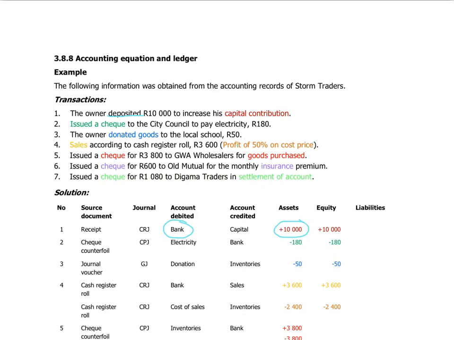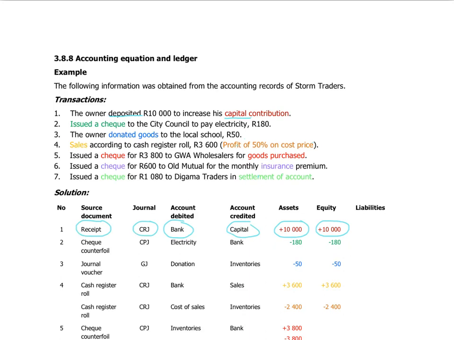If the owner contributes capital, the double entry will be recorded in the capital account. Capital increases equity, so the amount of money that the business owes the owner will increase with 10,000. When we receive money, the business will issue a receipt as proof of payment. Any money received will be recorded in the cash receipts journal.